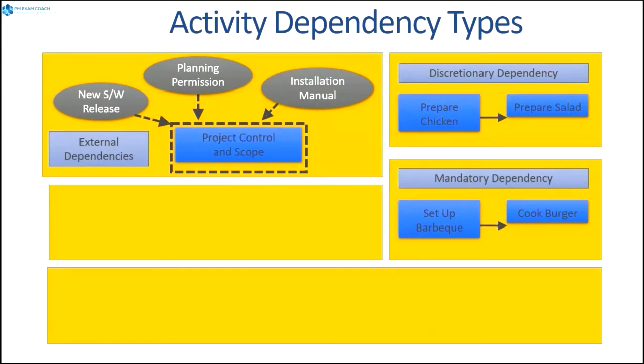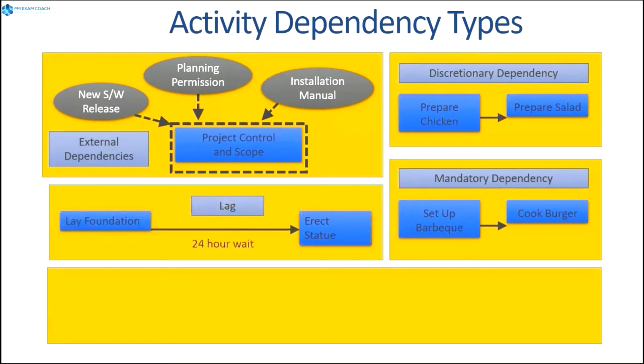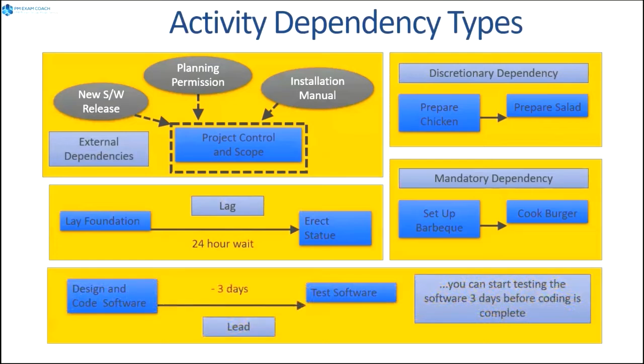Now, when we want to delay the start of a subsequent activity, we can use something called a lag. A lag is something that delays the scheduling or the starting of a subsequent activity. So in this case, we want to use a 24-hour lag period to allow the concrete to dry. Now, a lead, on the other hand, will accelerate the start of the subsequent activity. So we're designing and coding software, but even 3 days prior to finishing doing that, we can start testing the software. That is somewhat of a fast tracking situation. They're doing tasks in parallel.